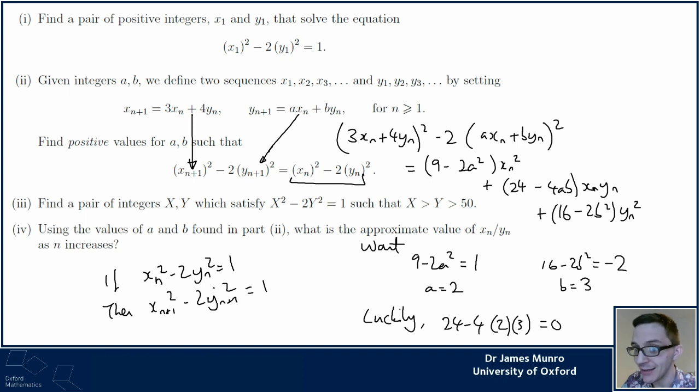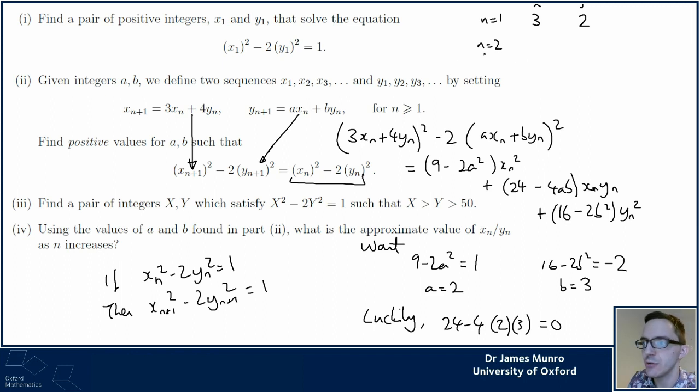So my plan for part 3 is to use this previous rule to generate new values. Okay, so let's work out what happens as we generate new values out of this. So we start with, what did we start with? We started with x1 is 3 and y1 is 2. So this is n equals 1. And then when n equals 2, this is going to be my x's, these are going to be my y's.